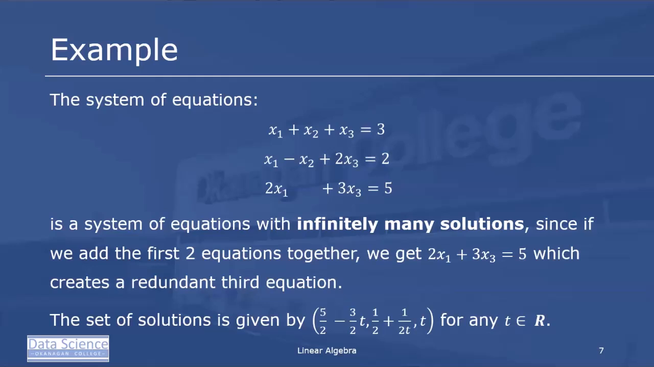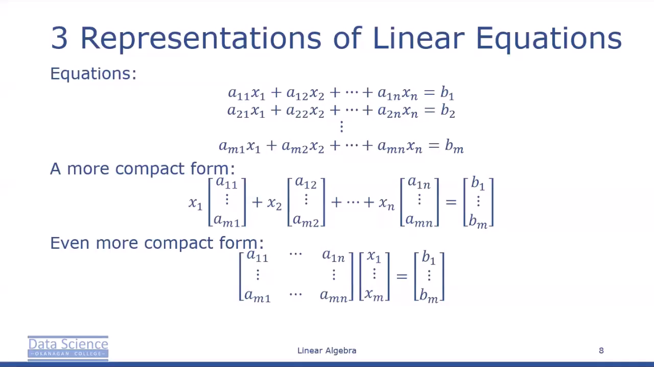For this set of solutions, we parameterize. We set x3 equal to t, and given that, a solution set will be given by 5 halves minus 3 halves t for x1, a half plus 1 over 2t for x2, and t for x3. Any solution of this type will work as long as t is a real number. We'll see how to create solutions and solve system equations like these as we move forward.